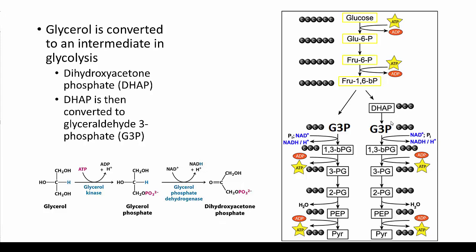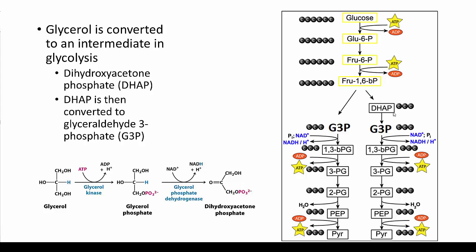DHAP, if you go back and look at this section on glycolysis, represents the stage in which our 6-carbon glucose is split into 2 3-carbon compounds, one of them being DHAP, the other one being G3P, glyceraldehyde 3-phosphate. I know these terms are confusing, but the point is that we have an intermediate here right at the point where our carbon compound splits in glycolysis.